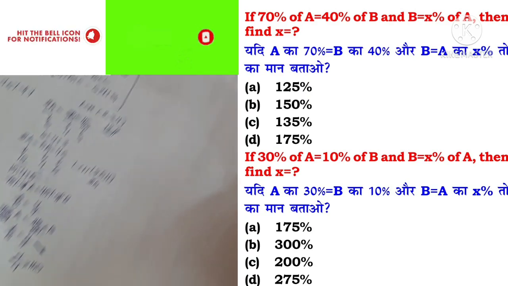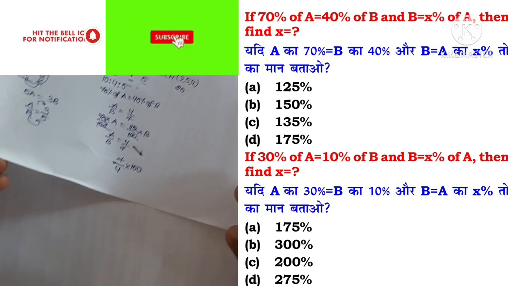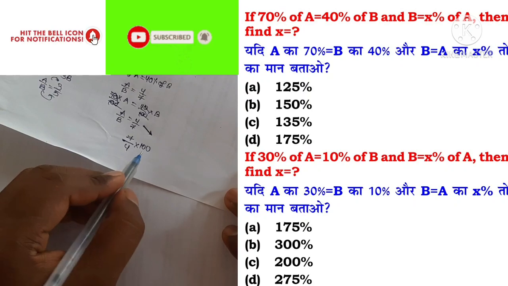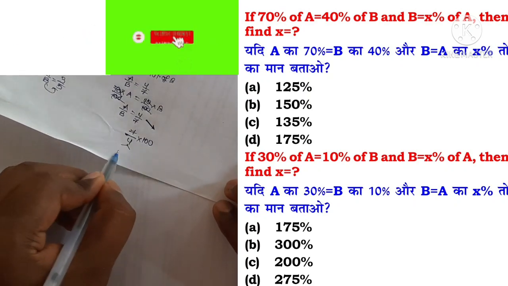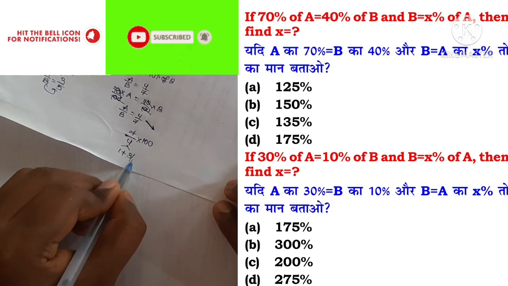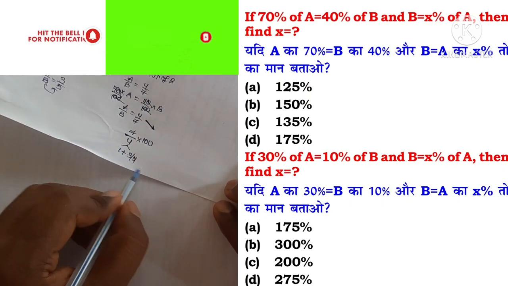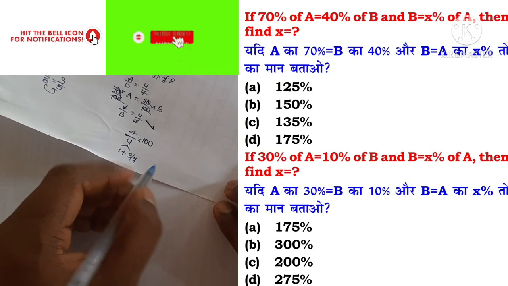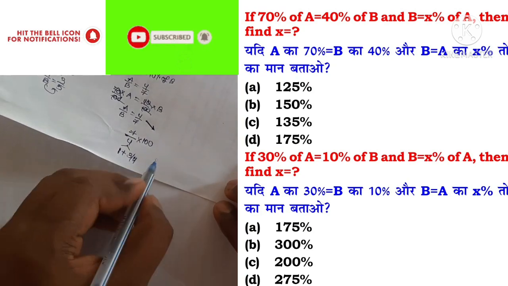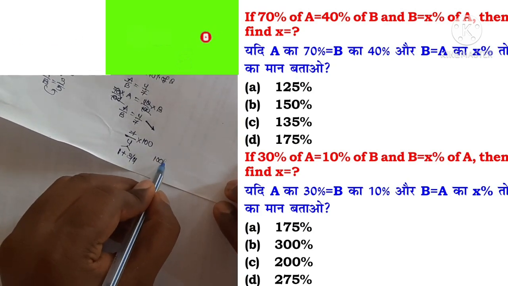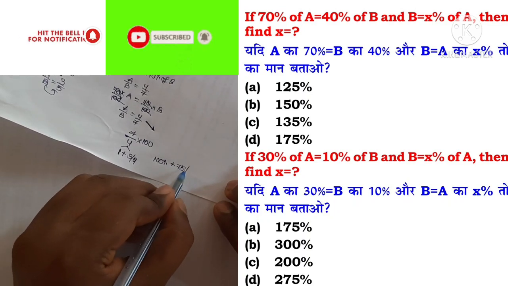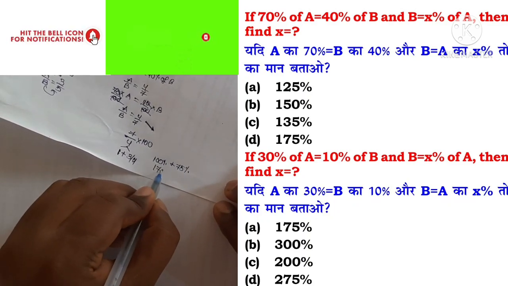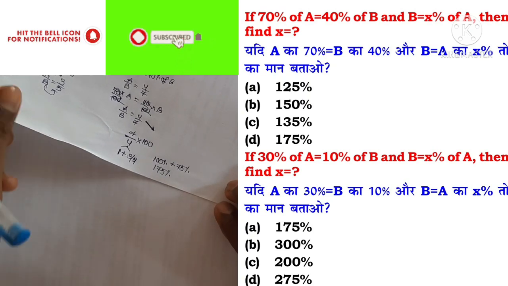So convert 7 by 4. 7 by 4 into 100. The value is 1 plus 3 by 4. So convert 1 into percentage: 100% plus 3 by 4 is 75 percentage. So the result is 175 percentage.